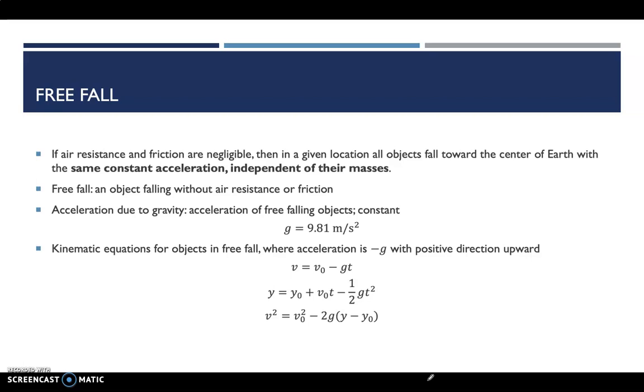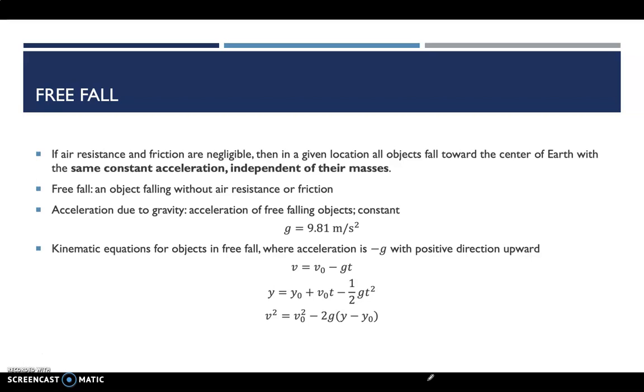So again, any object without resistance or friction has the same constant acceleration, not depending on its mass. And the acceleration due to gravity on Earth is equal to 9.81 meters per second squared. This is the acceleration of free-falling objects, and we're going to treat it as a constant.